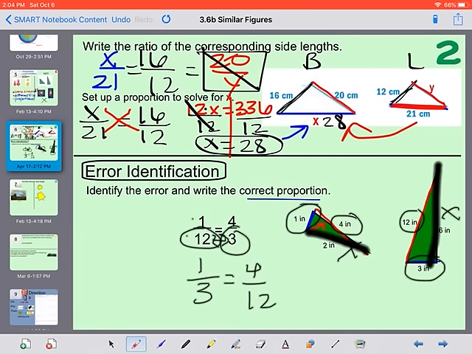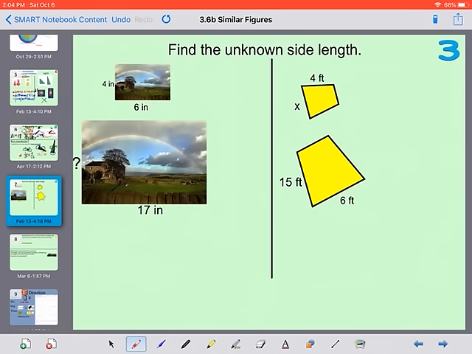And if you were to solve this, they would be in proportion to each other. 1 times 12 is 12. 3 times 4 is 12. Yes, those sides are corresponding and proportional. So it says find the unknown side length.